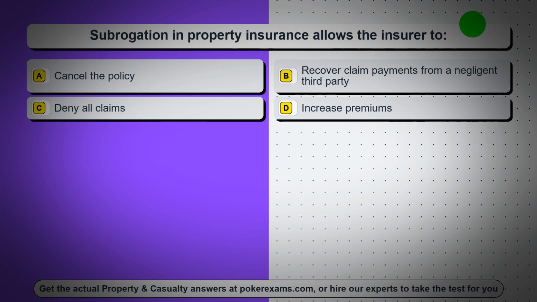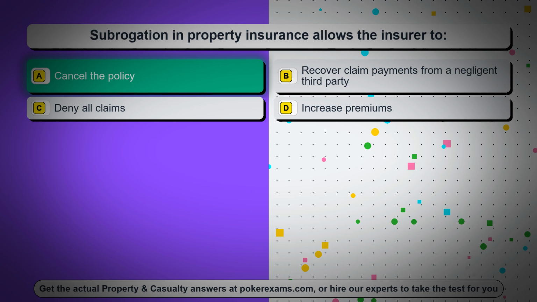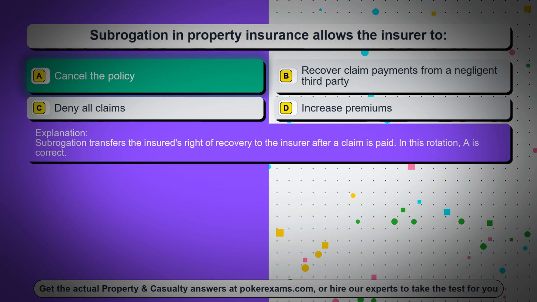Question 28. Subrogation in property insurance allows the insurer to: Option A. Cancel the policy. Option B. Recover claim payments from a negligent third party. Option C. Deny all claims. Option D. Increase premiums. The correct answer is option A. Cancel the policy. Subrogation transfers the insured's right of recovery to the insurer after a claim is paid. In this rotation, A is correct.